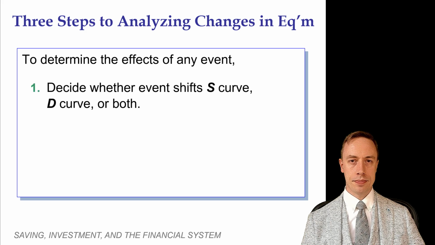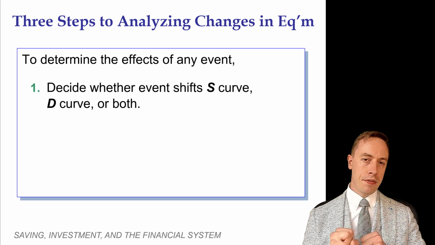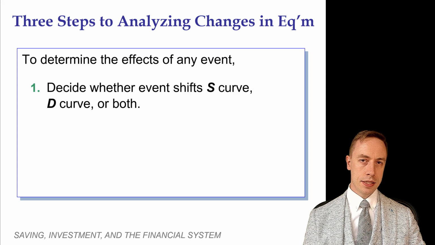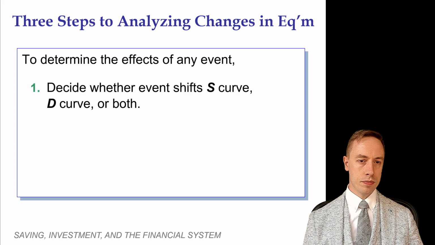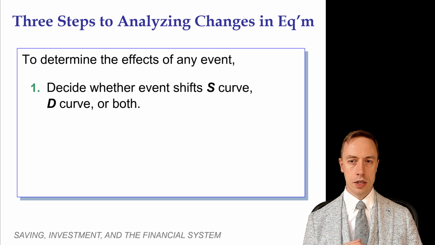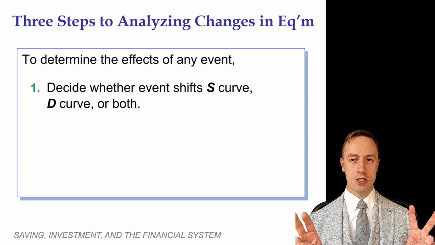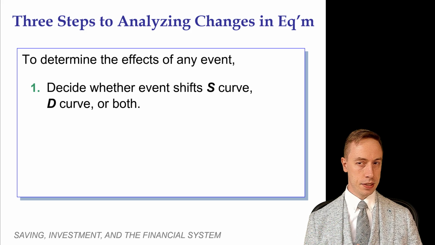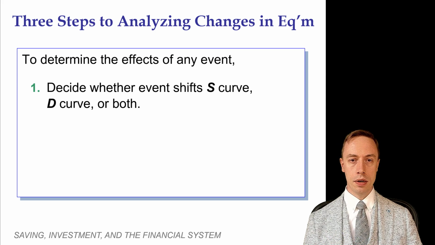Step number 1. Figure out the behavior that's being described. Is that something that affects the supply curve or the demand curve? Or in more advanced examples, both of them. So this is where you have to be able to take real-world language, such as households are investing in more stocks, and translate it into the language of the model. In the language of our model, that would be an increase in private saving, or the supply curve.